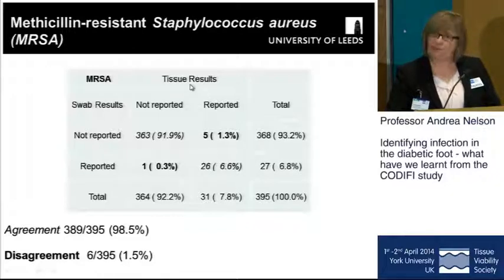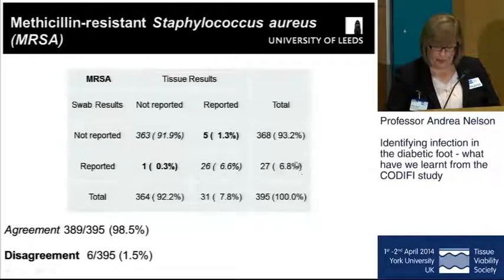So this indicates that for MRSA, the tissue sample results, I'm trying to use the mouse so that the video will pick it up, tissue sample results showed that there was no report of MRSA in 92% of cases and a report of MRSA in 7.8% of cases. And when you look at the swab results, they're down here, then MRSA wasn't found in 93.2% of swabs, but it was found in 6.8% of swabs.